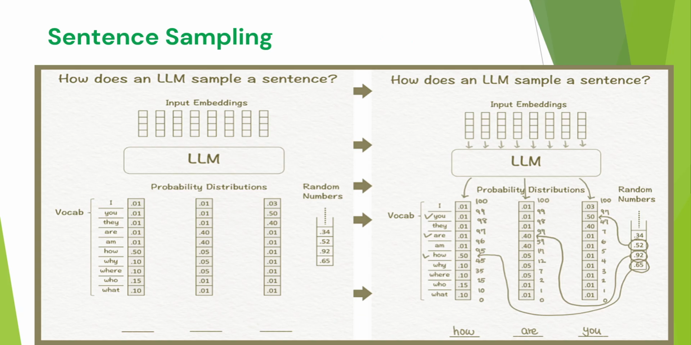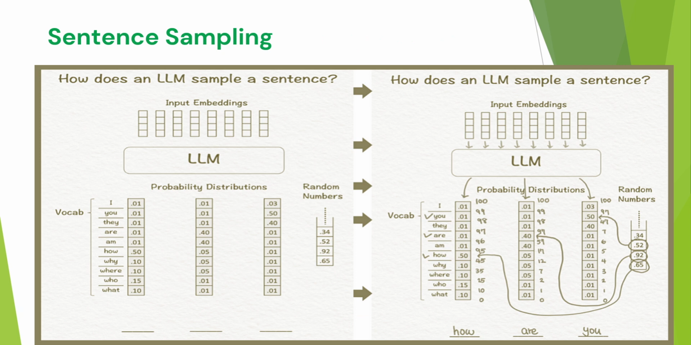Then we will select the next word. The corresponding word, how, is looked up and filled in the first blank. Then we will repeat this process and we get the next word as are, because the number 0.92 lies between 0.5 and 0.97. Then for the third word, 0.52 lies after 0.47. So we get the three words: how are you. Here we are selecting these words like this.